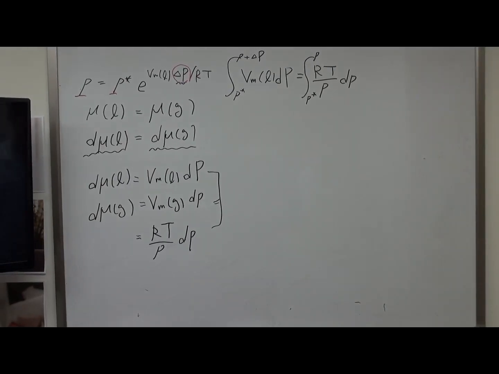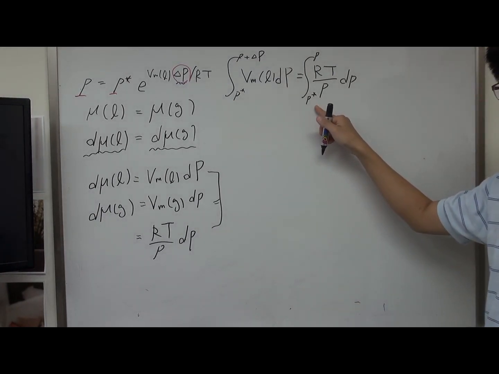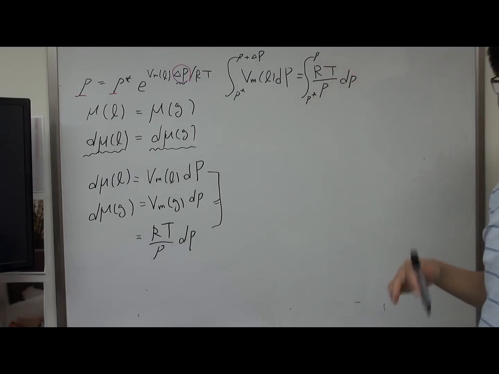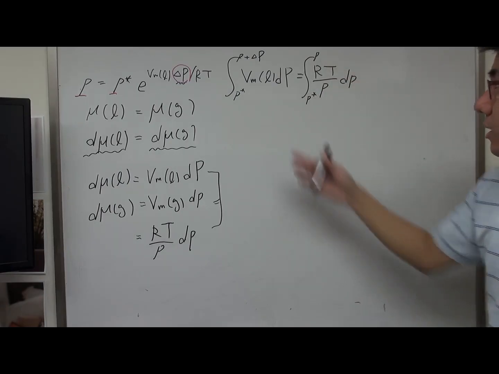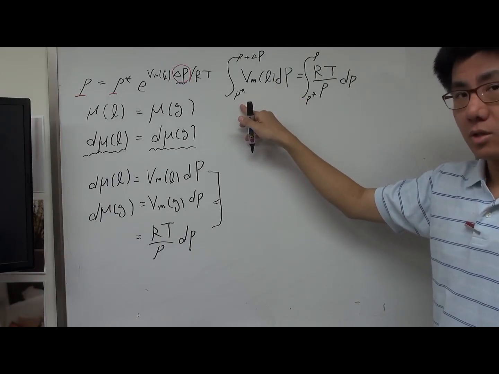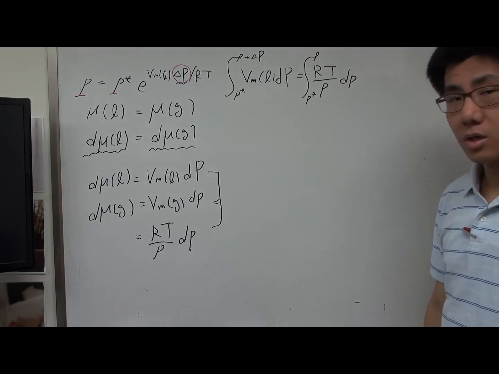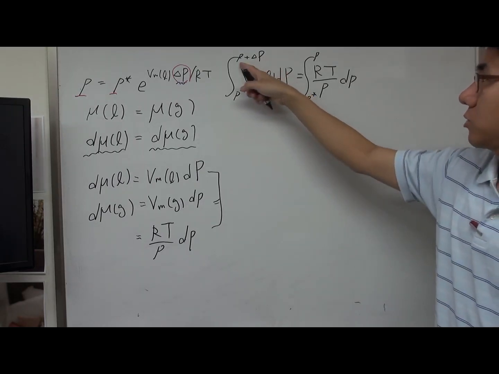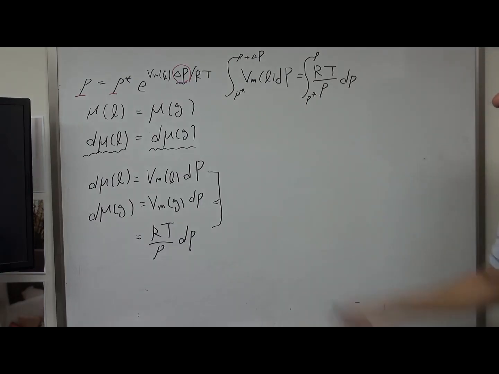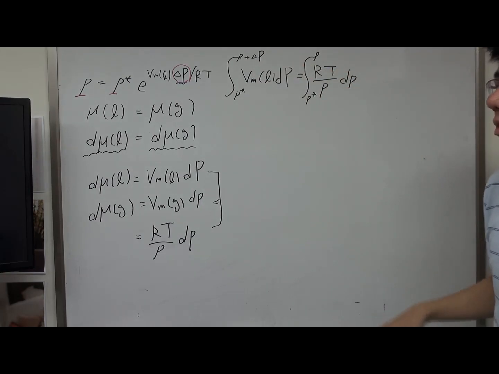Okay. So for gas, initial pressure is p star, vapor pressure for pure substance. And the final pressure is p, vapor pressure. Pressure for the liquid, initial pressure is p star. Only exerted pressure on the liquid would be p star, right? And the final pressure will be p plus delta P. Here delta P is the applied pressure on the liquid. Okay?